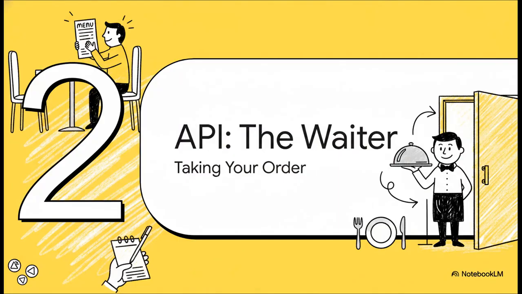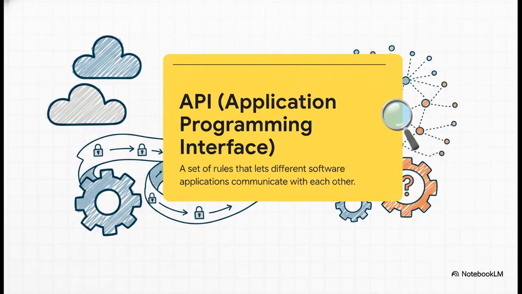First up, the API. And to really get what an API does, let's just forget about code for a second and picture something we all know really well. You're sitting in a restaurant, you've got the menu in your hand. So what you really need to get here is that an API, which stands for Application Programming Interface, is basically a contract. It's a really strict set of rules that lets different software programs talk to each other, without either one having to know all the messy internal details of how the other one is built.